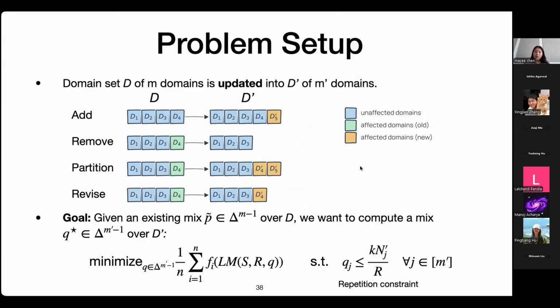And so our goal in this setting is that we have an existing mix, T tilde, on the old set of domains D, and now we want to figure out the optimal mix Q star over the new domains D prime. I'd like to emphasize here that this is basically the same objective of data mixing as before, but it's just written over Q now. And we also added the repetition constraint because we determined that's something that we should almost always have.